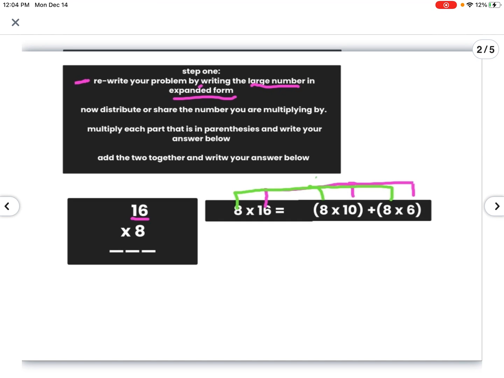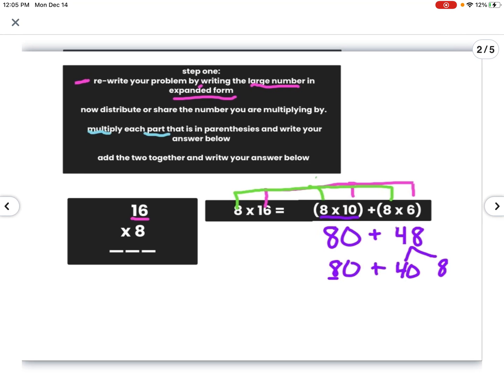Now our third step says multiply each part in the parentheses and write answer below. So now I'm going to multiply each part. 10 times 8 or 8 times 10 is 80. And then my other part is 8 times 6 or 6 times 8 is 48. And now I add a plus sign. Now I could go one step further to make this easier to add. And I could change 48 into 40 and 8. 80 plus 40 plus 8.